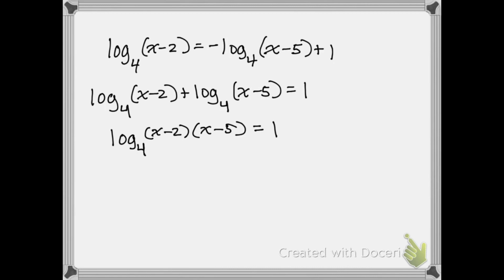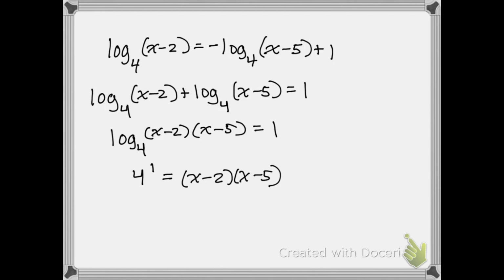And now I've got the log base a of b equal to c. And my b value here is all of this. So let's apply the definition of a logarithm now. Therefore, we can say that 4 to the first power is equal to x minus 2 times x minus 5.